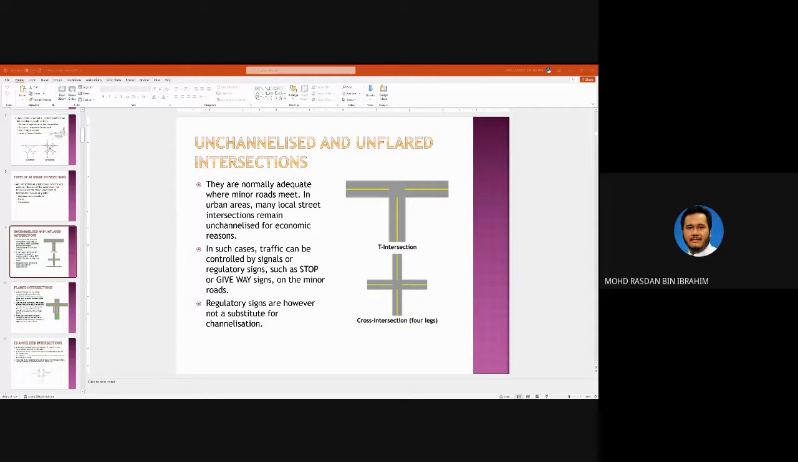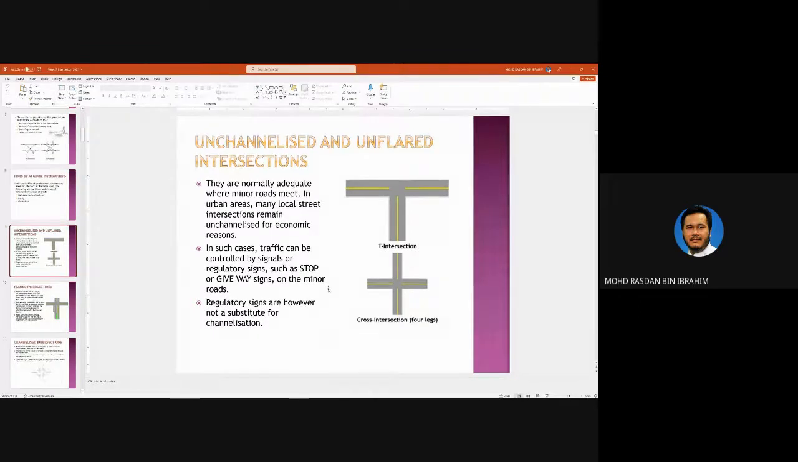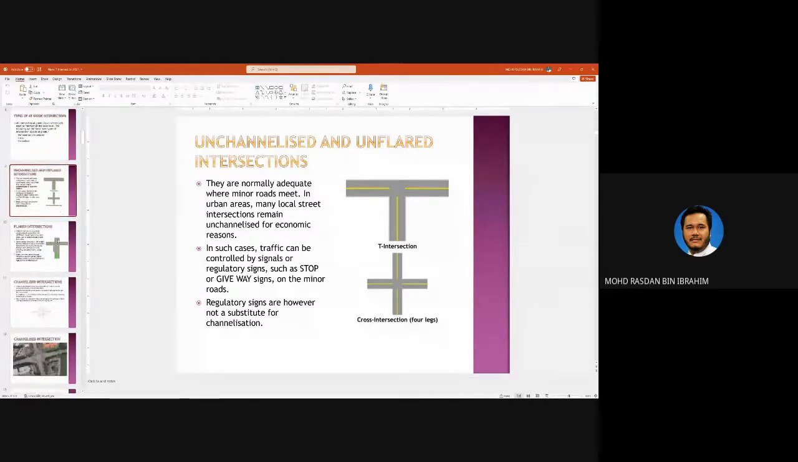Okay, so yes, correct. Traffic signals is for heavy volume. Okay, that's why you have the warrant. Why you should meet a certain volume, only then you can install traffic light. Okay.